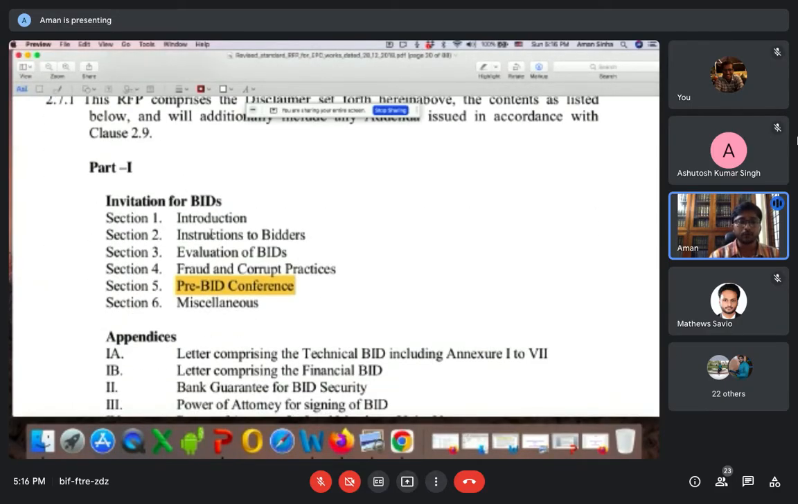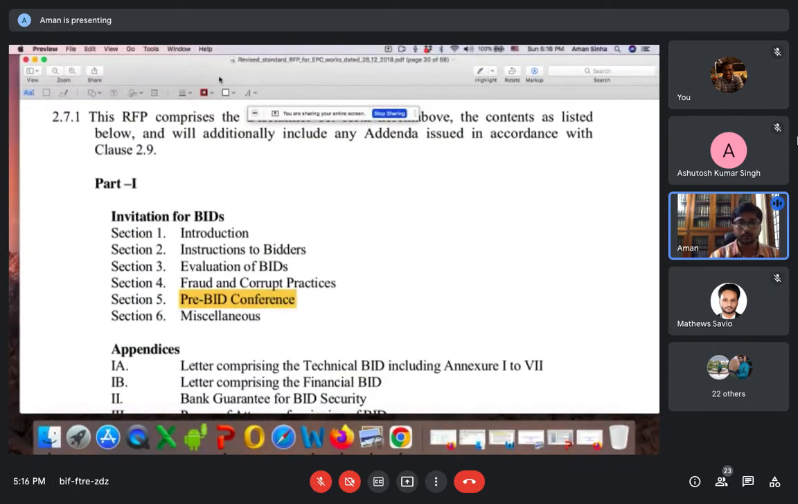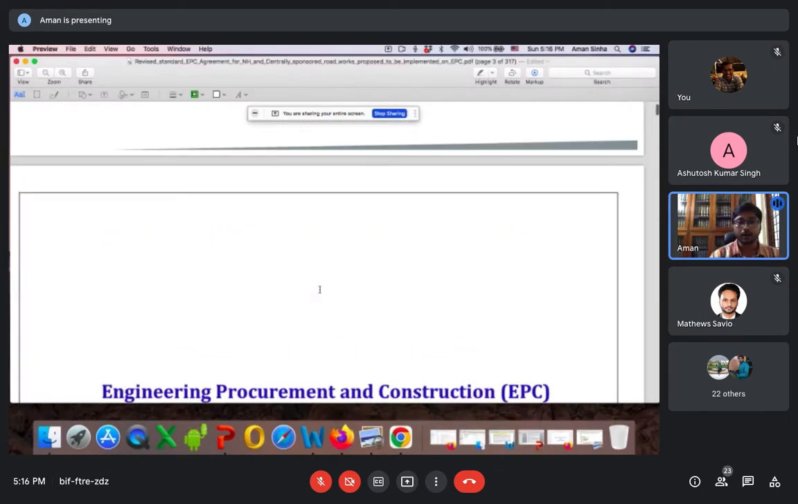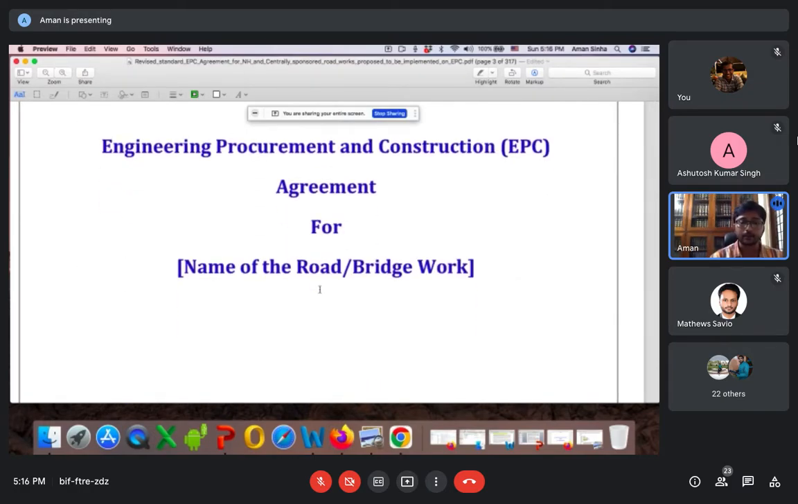So this is what I was talking about before, that the pre-bid conference will happen, where many queries of the bidder will be solved. After this, the request for proposal is done. Usually what happens then, the main contract will be signed between the parties. Depending upon if one has been selected as, say, L1, which is the lowest bidder, and then a letter of acceptance has been given from NHAI or from any nodal agency dealing with that project, the contract will be signed.